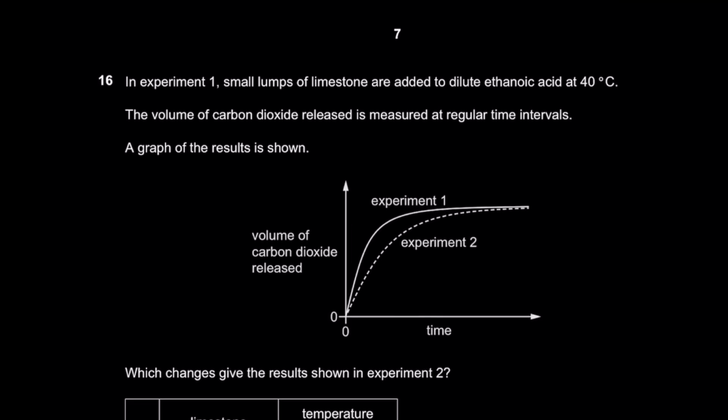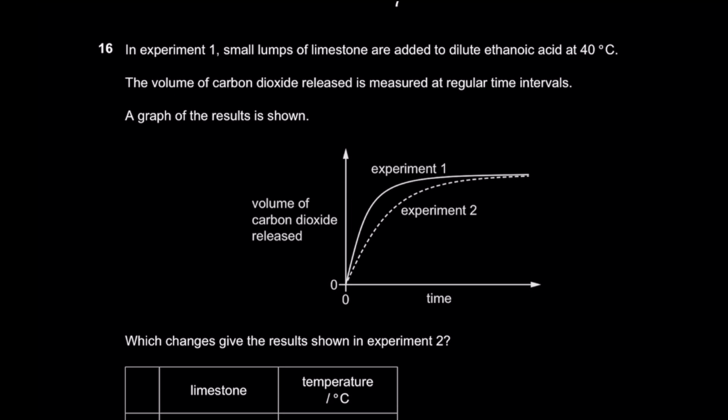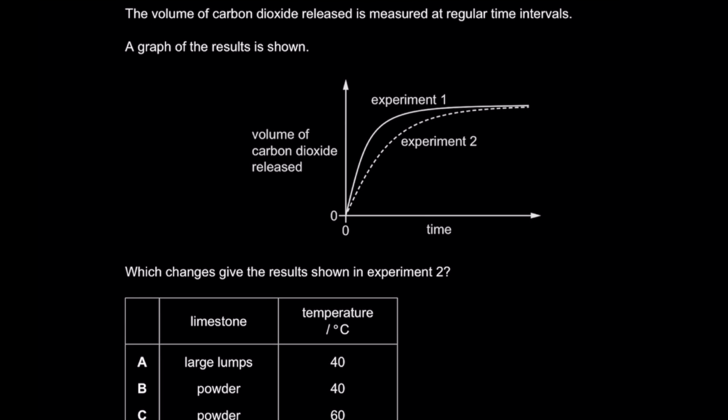In experiment 1, small lumps of limestone are added. Small lumps mean what? Means increase in surface area, which would result in more particles being exposed, and therefore this would increase the rate of reaction. Why? Because obviously the frequency of collisions increases because there are more particles exposed. And it says it's taking place at 40 degrees Celsius. Great. And now he's saying that he has changed some conditions for experiment 2.